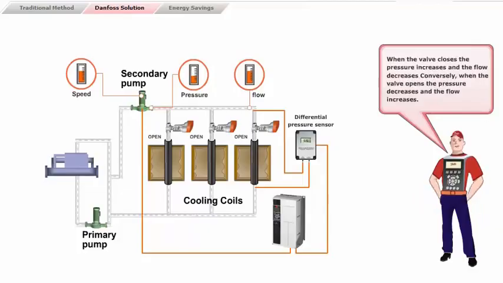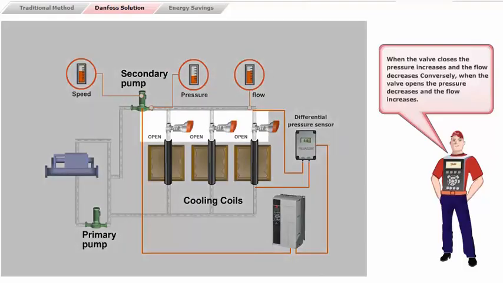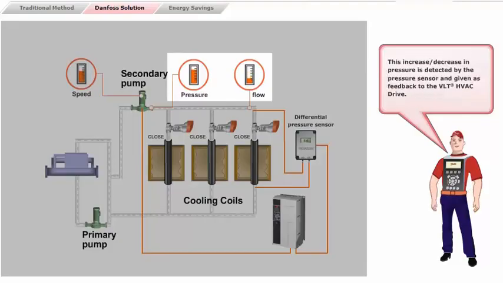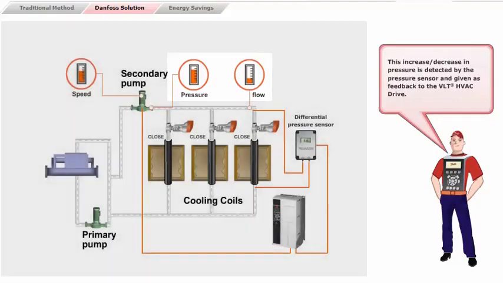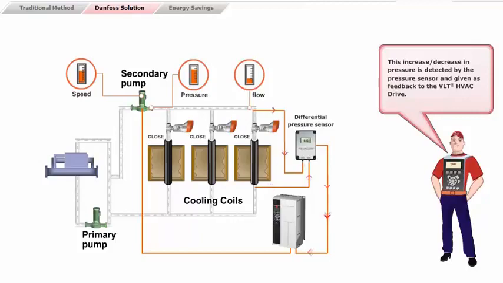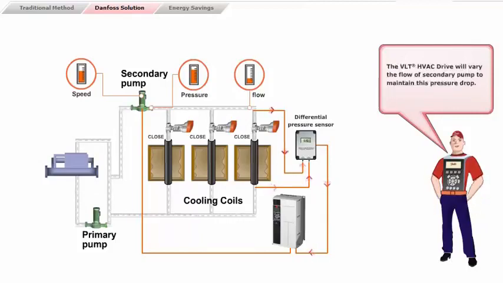When the valve closes, the pressure increases and the flow decreases. Conversely, when the valve opens, the pressure decreases and the flow increases. This increase or decrease in pressure is detected by the pressure sensor and given as feedback to the VLT HVAC drive. The VLT HVAC drive will vary the flow of the secondary pump to maintain this pressure drop.